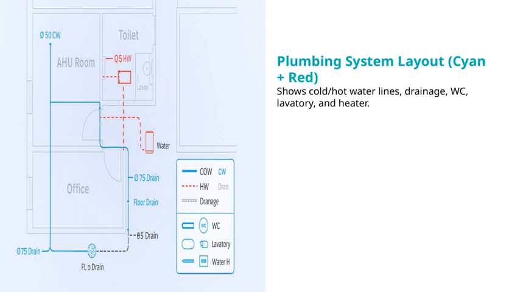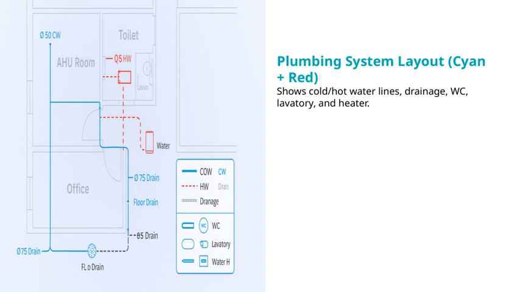Let's take a closer look at the plumbing system layout, which is highlighted here in cyan and red. These colors help us distinguish between different types of water lines and components. The cyan lines represent the cold water supply, while the red lines indicate the hot water system. Understanding this distinction is key to grasping how water flows through the building. You'll notice the pathways for water entering the system, branching out to various fixtures like sinks, toilets, and showers. The diagram also shows the drainage lines, which carry used water away from these fixtures.